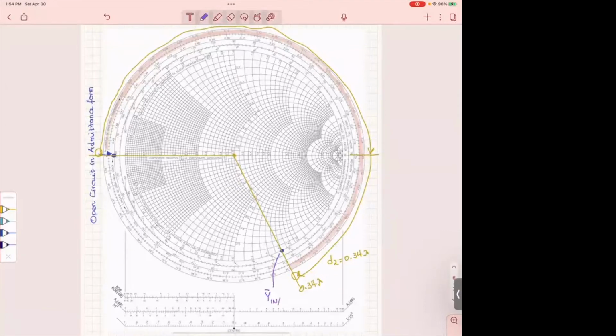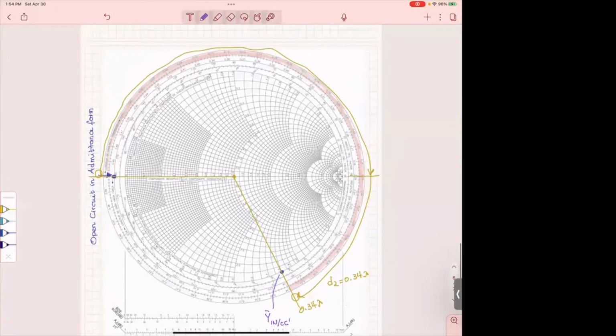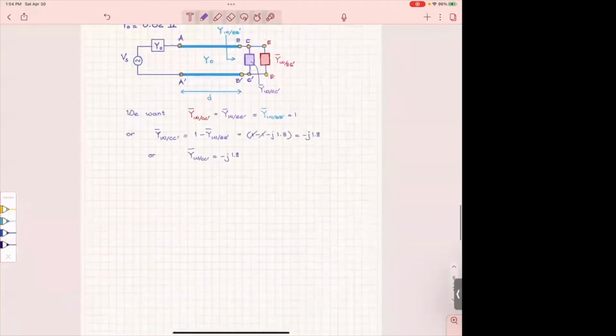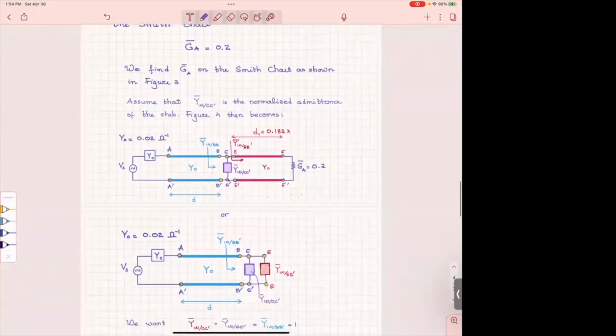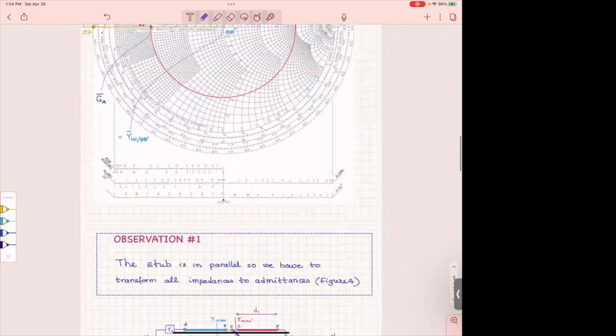Input, let's see, C prime. That's how we call that. All right, and that is the termination of the stub. Now, we need to go back. We found D2. We need to go back and find D1. D1 will do a similar thing.